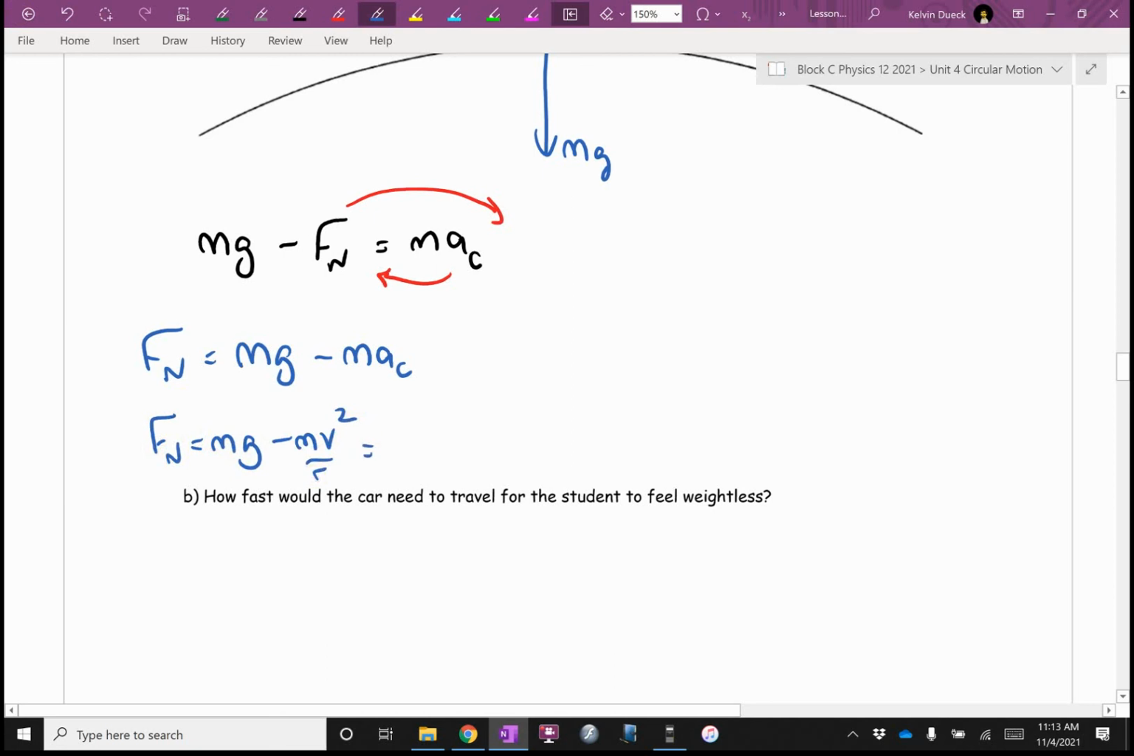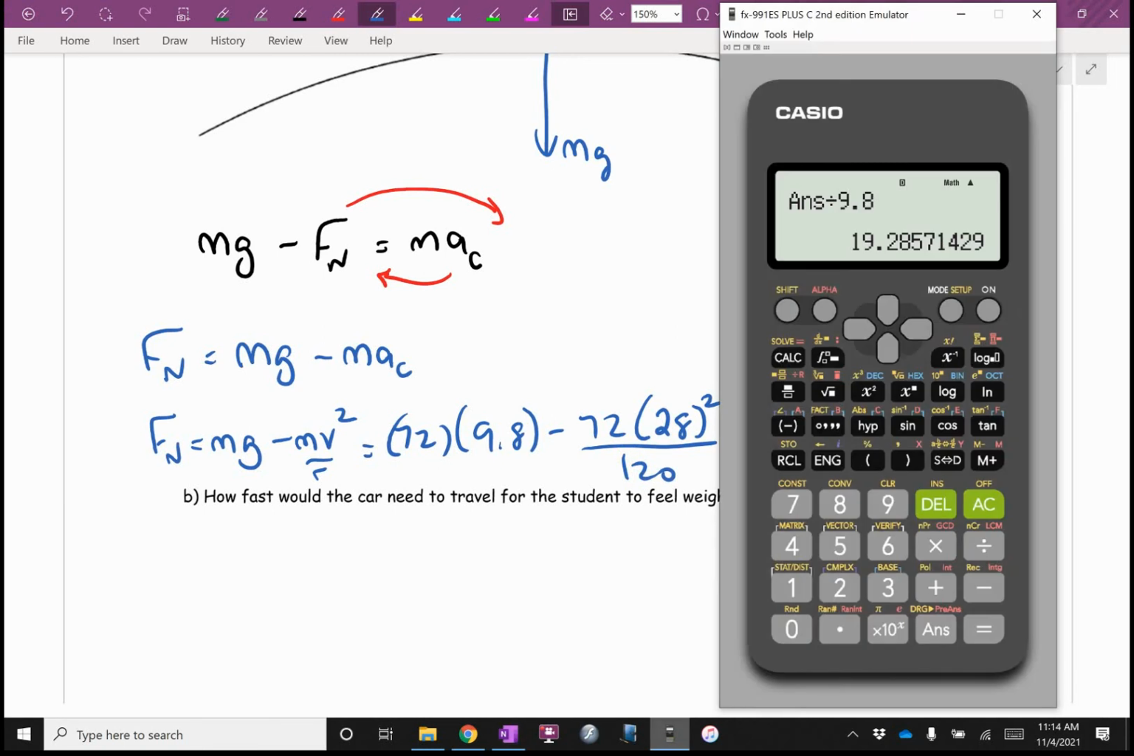I've scrolled down. What was m? 72. What was g? 9.8. Minus 72. What was v? 28. Don't forget the squared. And what was r? 120. Okay, what do you get? 72 times 9.8 minus 72 times 28 squared divided by 120. 120, Mr. Duick.